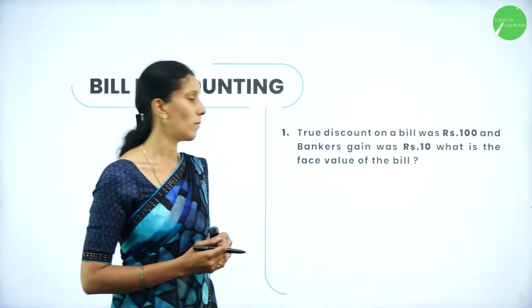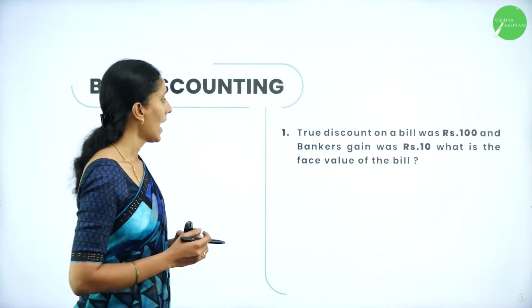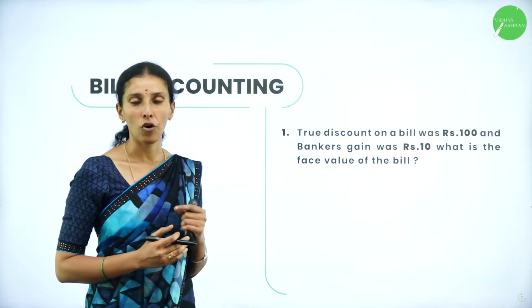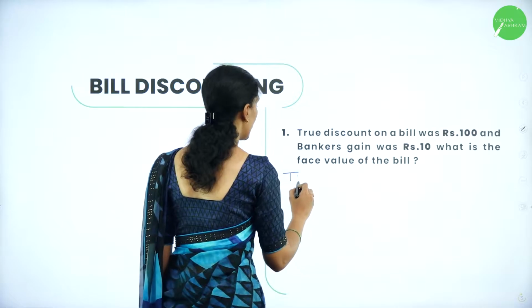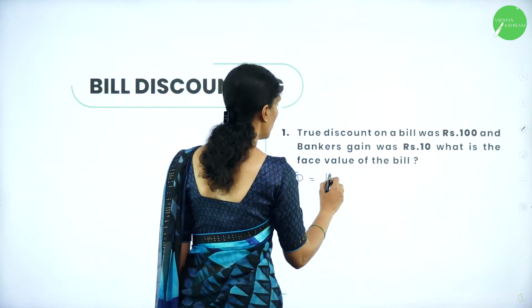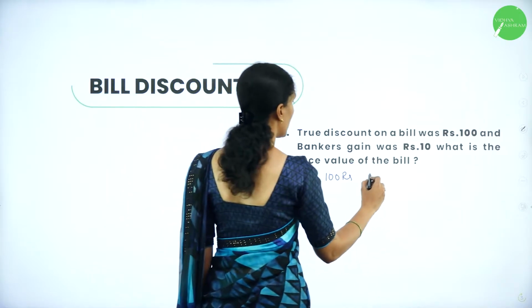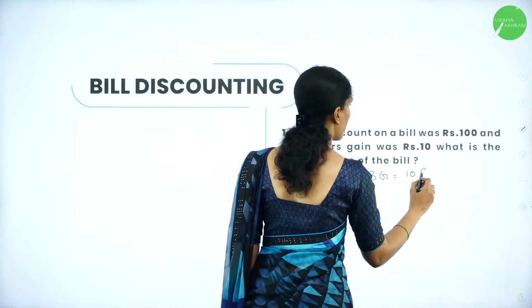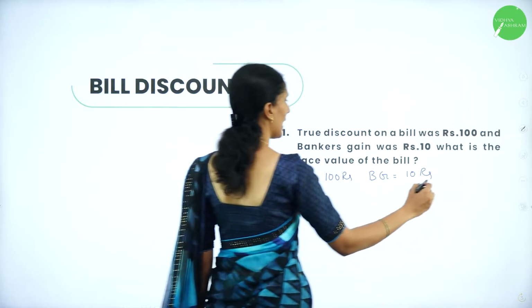The very first problem is true discount on a bill was rupees 100 and banker's gain is rupees 10. What is the face value of the bill? So what is given here? True discount. It is given by TD is equal to 100 rupees. Next is banker's gain is given, that is BG, that is rupees 10. What is the face value of the bill? I need to calculate F.